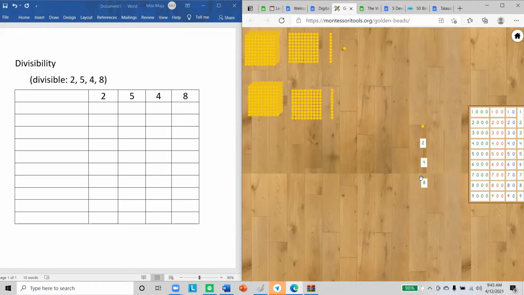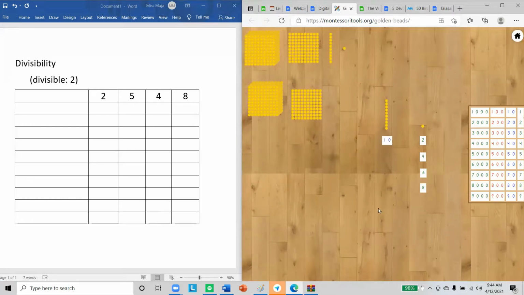Are these all the numbers or can we add some more? There's 6. Yes, 6. So among the units, 2, 4, 6, and 8 are all divisible by 2. Okay? How about in our tens?